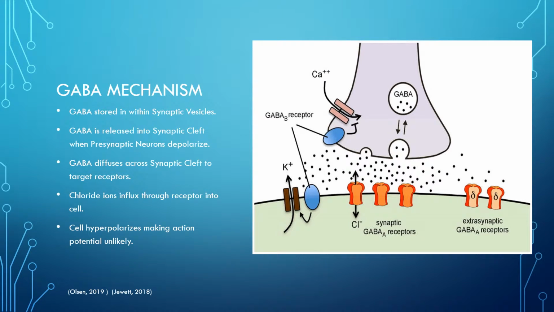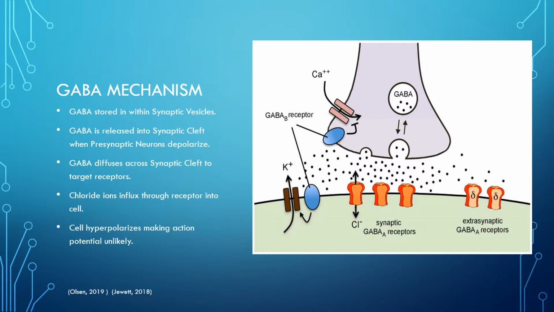How does GABA work? Once it is synthesized from glutamate, it is stored within synaptic vesicles within the plasma membrane of the cell. When an action potential reaches the cell membrane, GABA is released into the synaptic cleft. Here it can bind with GABA receptors on the presynaptic neuron.